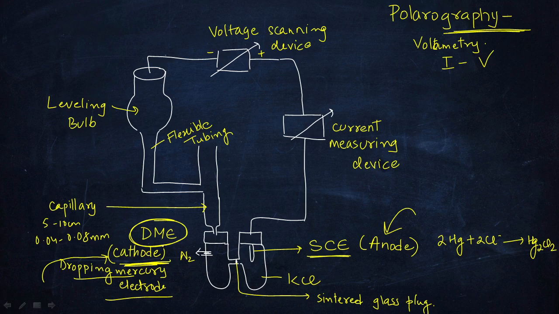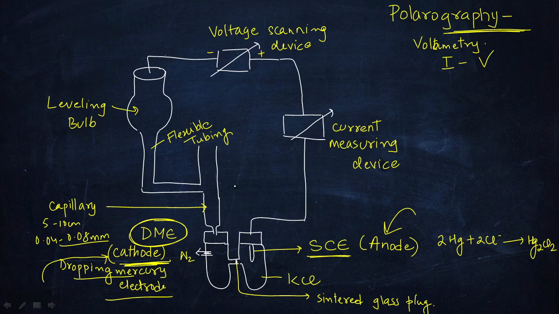Now what is the source of mercury? It is stored in a reservoir. We have a leveling bulb, flexible tubing, and mercury drops from a capillary that is 5 to 10 centimeters in length and 0.4 to 0.08 mm in diameter.